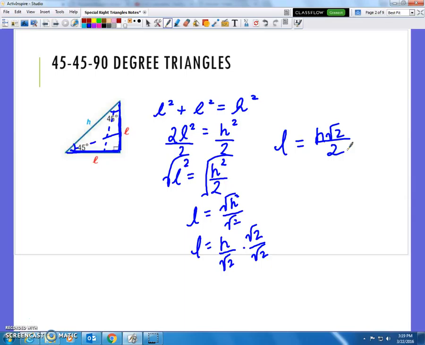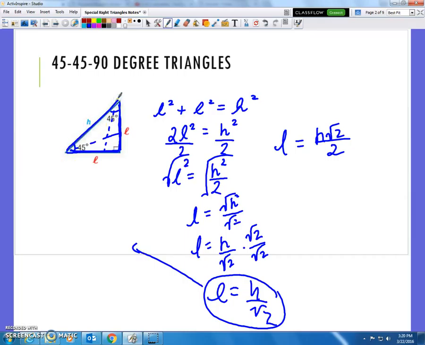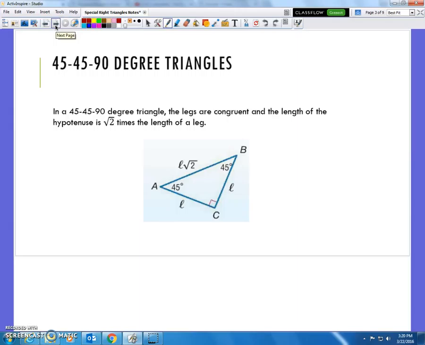Whatever H is, we can find L if we multiply it by root 2 over 2. Or if you might prefer to think of it this way, L is always whatever H is divided by the square root of 2. Even though this isn't rationalized, this is actually the relationship that is the most important. It's going to be easiest to simplify. So a leg of a 45-45-90 degree triangle is always the same as the hypotenuse's length divided by the square root of 2. Okay, so let's just make this a broad general statement.